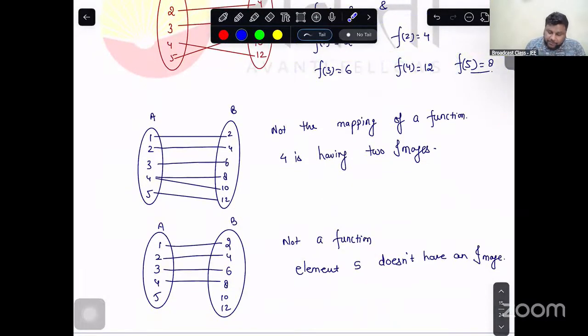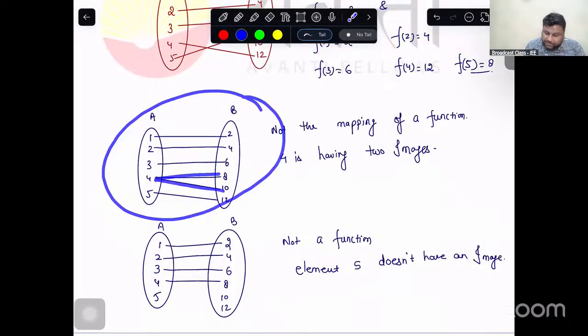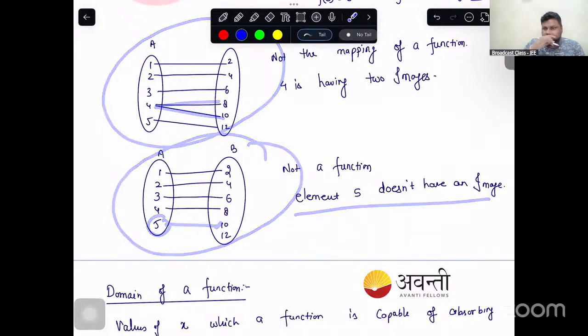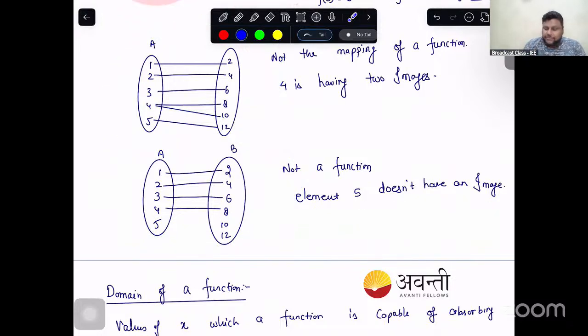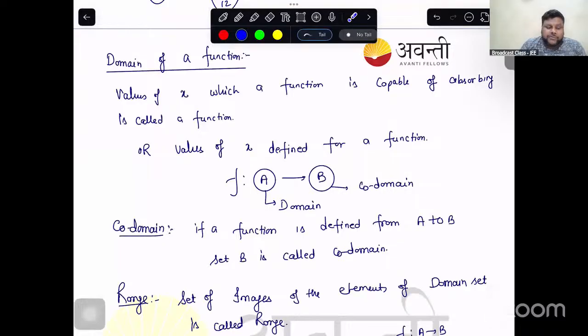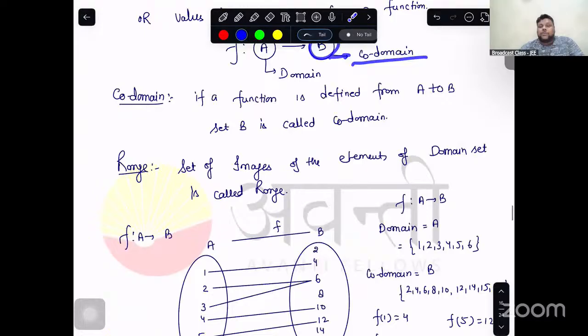This is what we call f(1)=2, f(2)=4, f(3)=6, f(4)=12, f(5)=8. Now, this is not a mapping of a function because element 4 is having two images. This is not the mapping of a function because element 5 is having no image. So this is how we see when a relation is a function and when not. Then domain. Domain is the set of values of x which a function is capable of absorbing. And after absorption, it is capable of providing certain output. So this entire set A is what we call the domain of the function. The entire set B is called codomain. And the set of images, after putting the domain values, is called the range set.